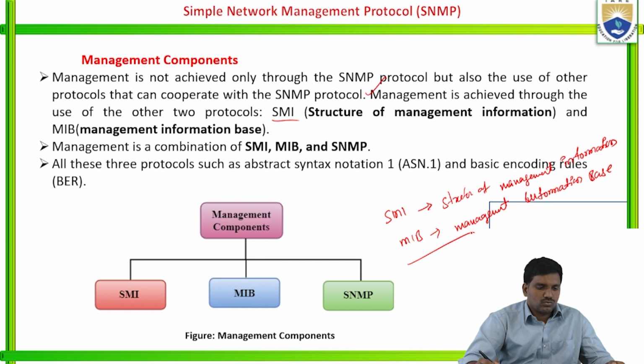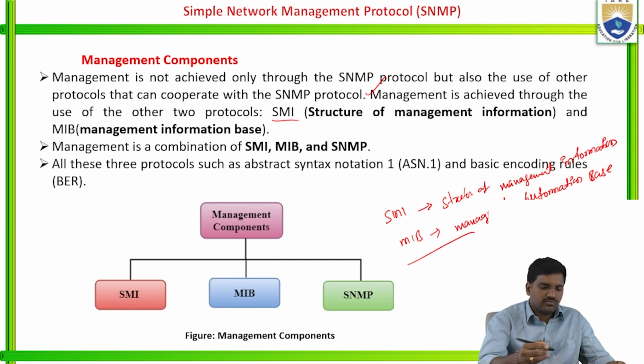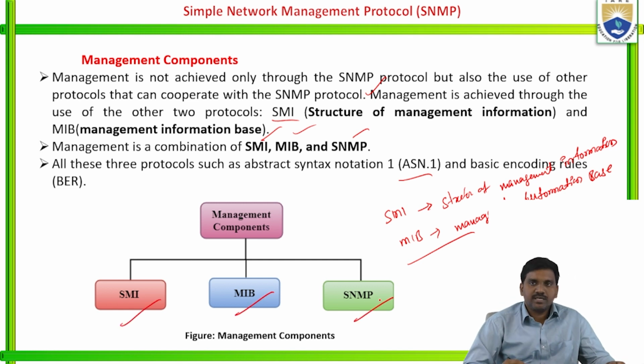These are the two protocols under the management components. So it is a combination of SMI, MIB, and SNMP, along with Abstract Syntax Notation One, that is ASN.1, and the Basic Encoding Rules, BER. So here these are the three components under management components: SMI, Structure of Management Information; MIB, Management Information Base; and Simple Network Management Protocol.